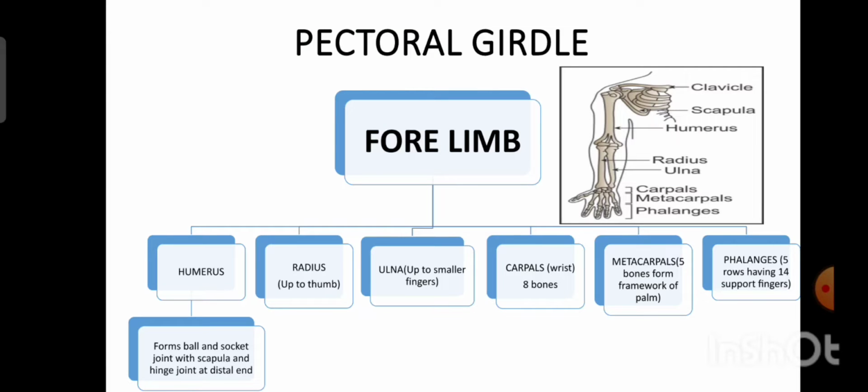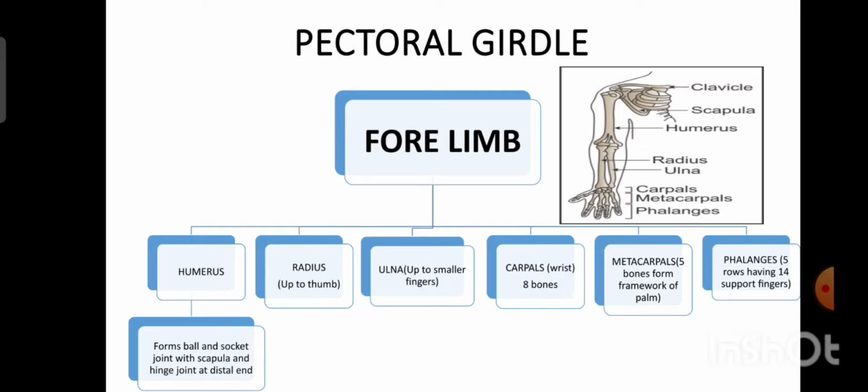Then comes the forelimb. It is also known as the upper limb. In humans, it consists of humerus, ulna, radius, carpals, metacarpals, and phalanges. Humerus is a long bone, the end of which has a spherical head which fits into the glenoid cavity. Radius is the long outer bone of the forearm, and ulna is the long bone on the inner side of the forearm and slightly bigger than radius.